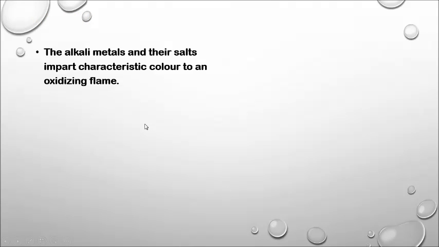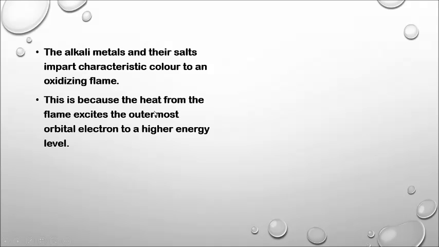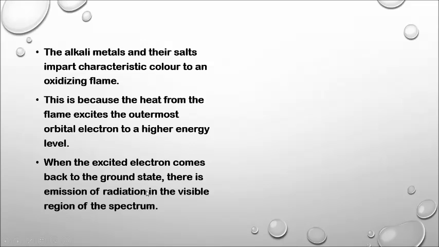Alkali metals impart a characteristic color to an oxidizing flame. This is because the heat from the flame excites the outermost orbital electron from a lower level to a higher energy level. When the excited electron comes back to the ground state, there is emission of radiation which is in the visible region of the spectrum, and we can see different colors for the metal or metal ion.